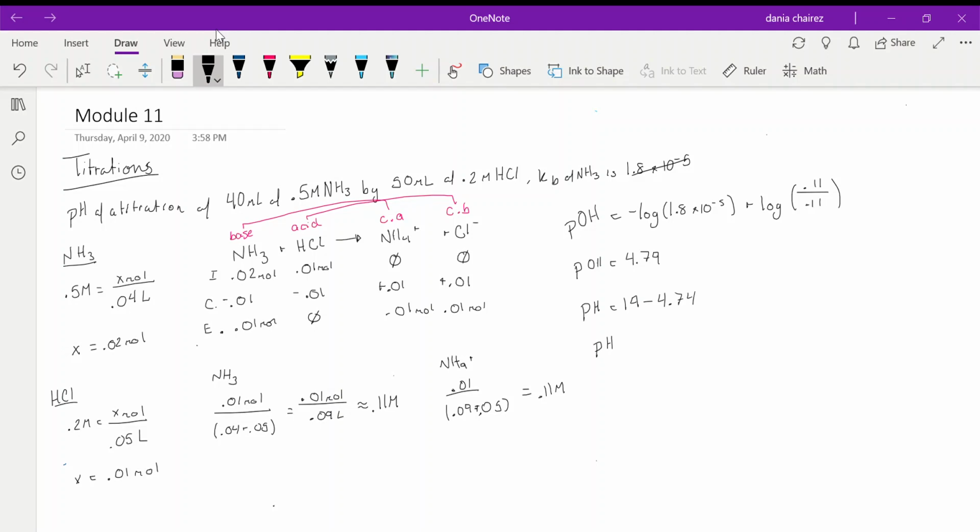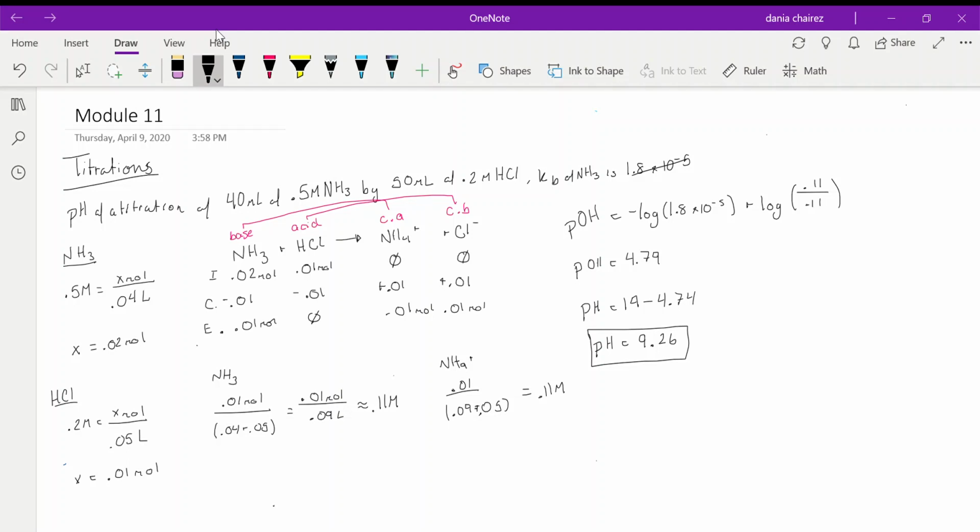And we end up with a 9.26 pH, which makes sense because in the end we still have more of our conjugate base than we did of our acid that we were adding in, and we're not at equivalence yet, so we shouldn't have a pH lower than 7 yet. So pH is 9.26.